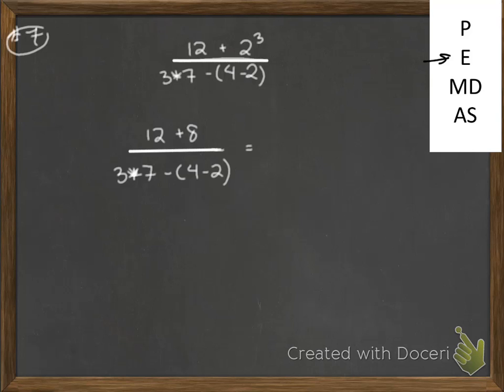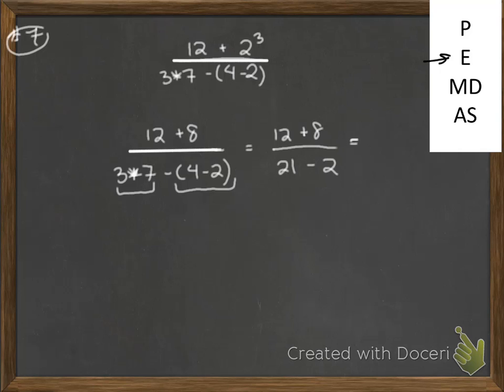Looking at the parentheses, we have 4 minus 2. So 4 minus 2 is 2. So let's go ahead and do this. We have 3 times 7 is 21. So we would have 21 minus 2. So we have 12 plus 8 upstairs. Again, 3 times 7 is 21 minus 4 minus 2, which is 2. Okay? And again, if you want to simplify the denominator first, because there's parentheses there, that's totally fine. Either way, you're going to find out that you get the right answer.